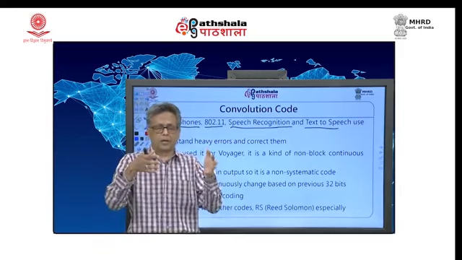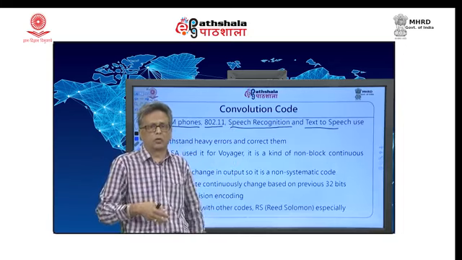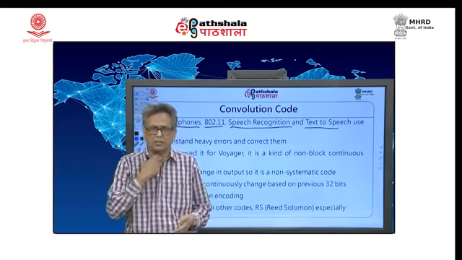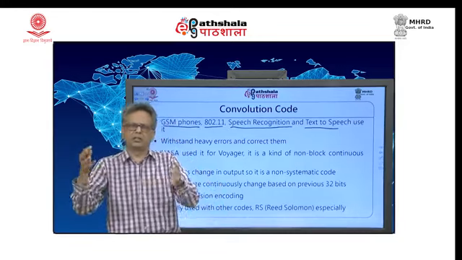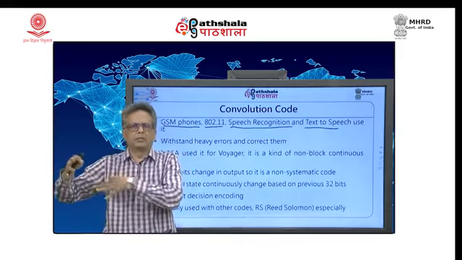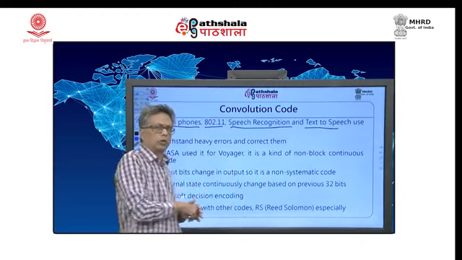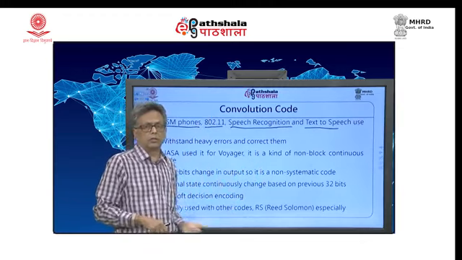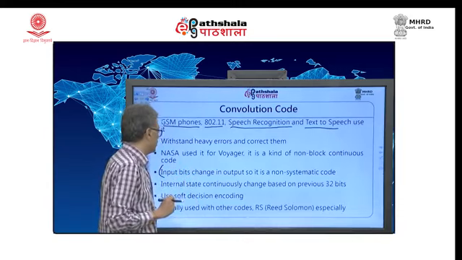A block code operates on blocks of inputs. In case of Hamming code, it operates on 7 bit entities. Okay. You can use Hamming code for 8 bit entities or 10 bit entities and all that. You will have to choose the redundant bits accordingly, but otherwise it was a block code. The Voyager code, this convolution code, is not a block code. That is a very important difference.